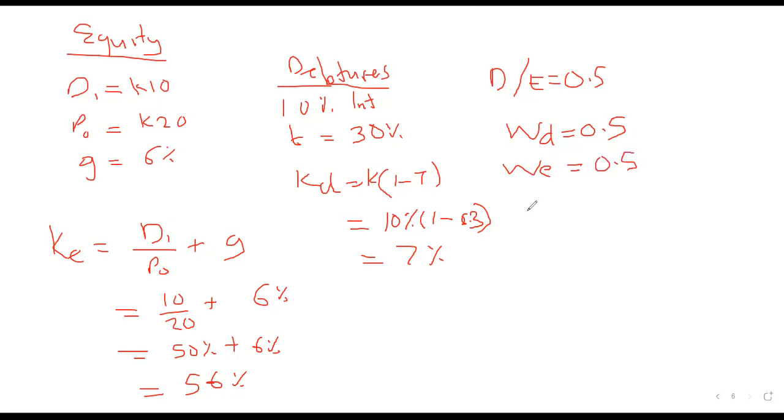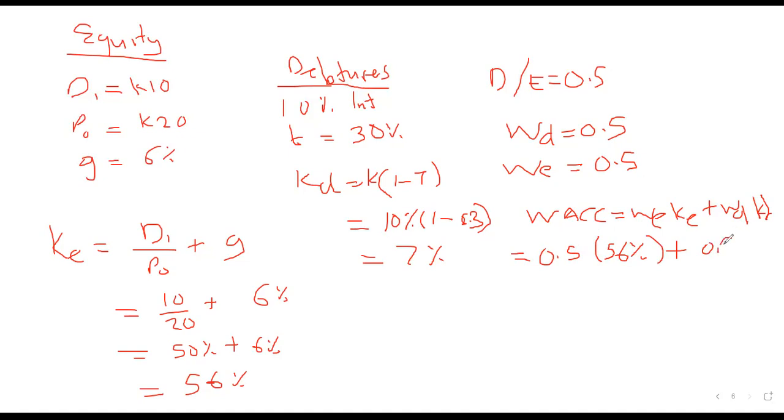So in this case, you're going to find our WACC based on two components: weight of equity, cost of equity, weight of debt, cost of debt. So here, what is our weight of equity? 0.5. Its associated cost is 6%. The weight of debt is 0.5. Cost of debt 7%.